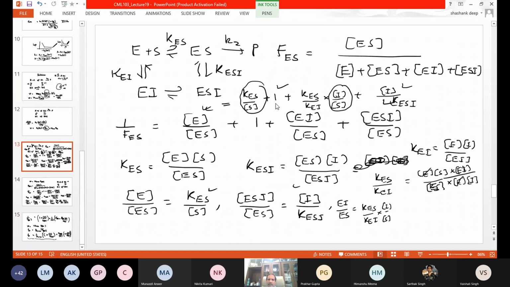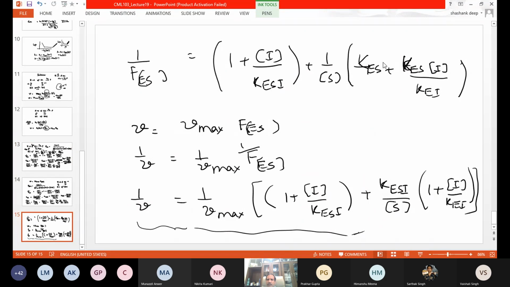Let us see here. 1 plus I by KESI. So these 2 terms, second and fourth term. And then I took 1 by S common, or KES by S you can take common. Then it will be 1 plus I by KEI, because S has been taken common. So if you take KES out, then 1 plus I by KEI.